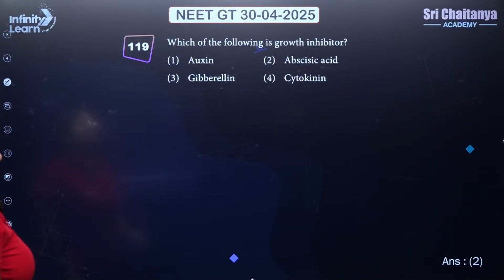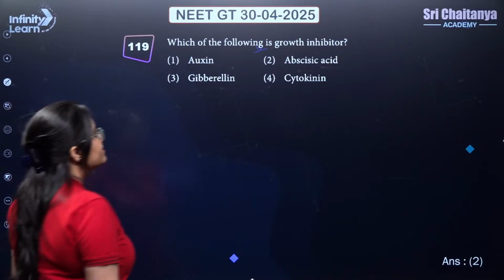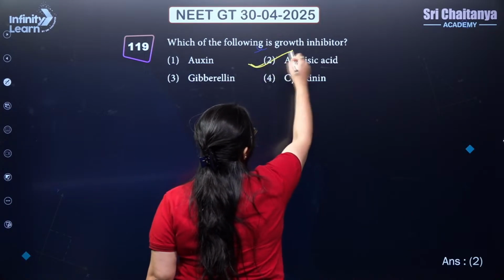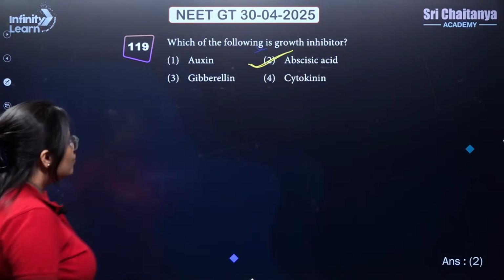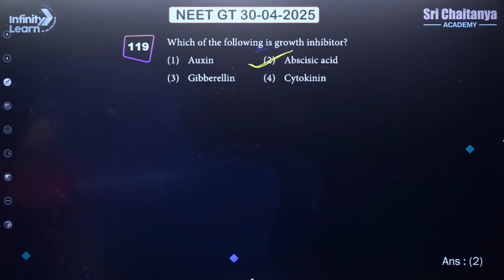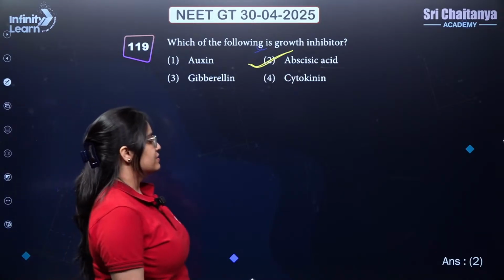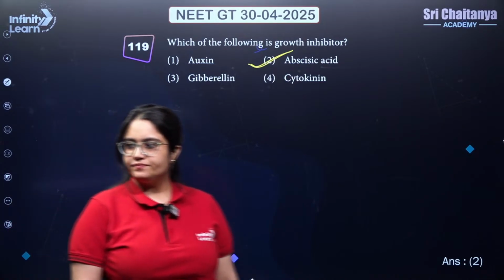Which of the following is a growth inhibitor? Growth inhibitor, obviously, it has to be abscisic acid. Answer is 2. Very simple. Next.